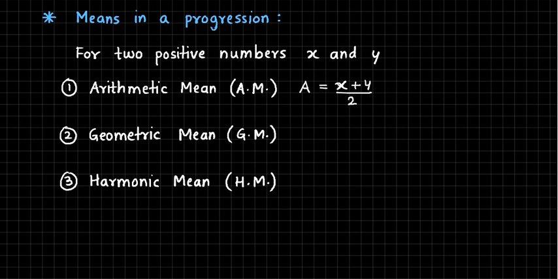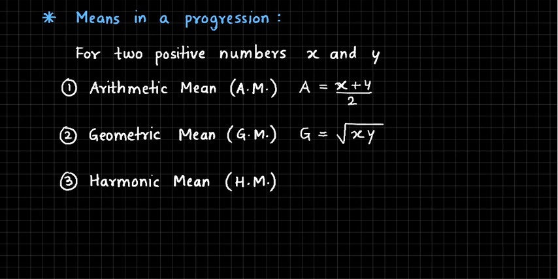So let's go ahead and see the geometric mean, that is GM, which is also denoted by capital G. This is given by the formula square root of x into y. Here also, by geometric mean we mean that the sequence formed by x, G and y is a GP. Therefore the ratio of G to x should be the same as the ratio of y to G, which gives us G square equal to xy. So G turns out to be root of x into y.